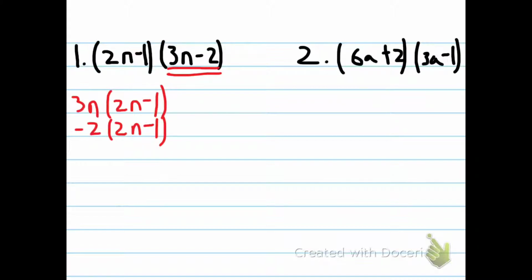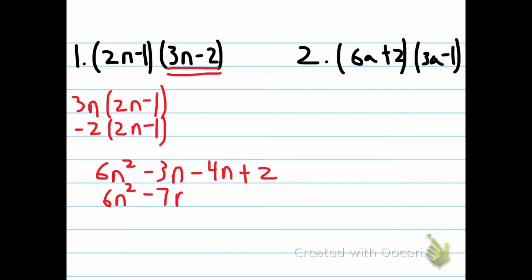So 3n times 2n is 6n squared. And then 3n times a negative 1 is negative 3n. And then negative 2 times a 2n is negative 4n. Then negative 2 times negative 1 is a positive 2. So now we combine like terms. And we get this as our final answer.